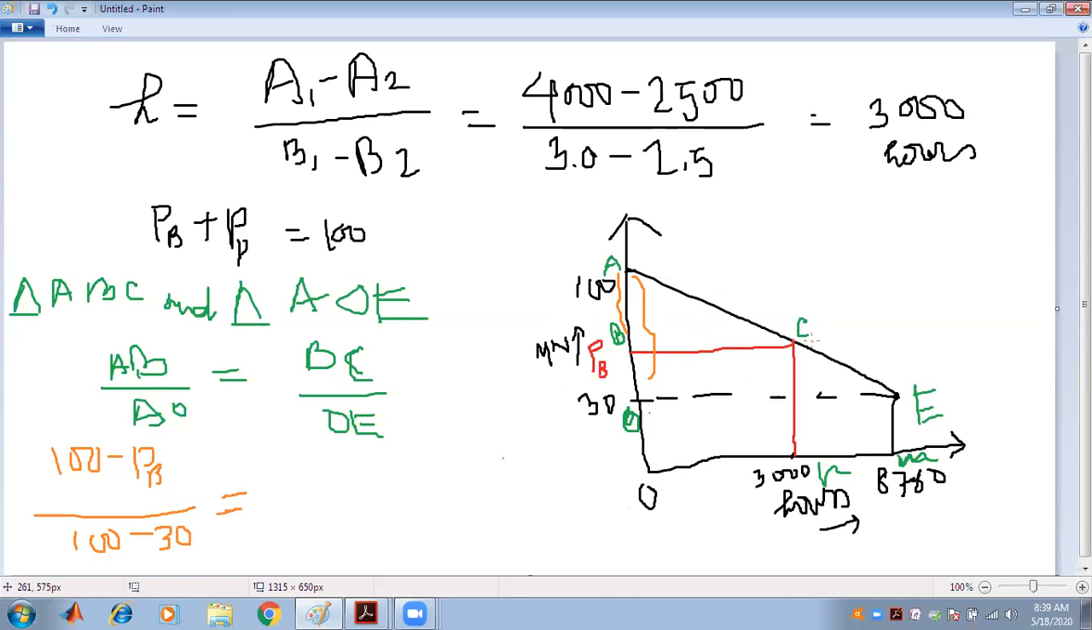What is BC? BC is this value, 3000 hours. And OE is this value, 8760. From this equation, we find the P_B, or base load, equal to 76.0274.